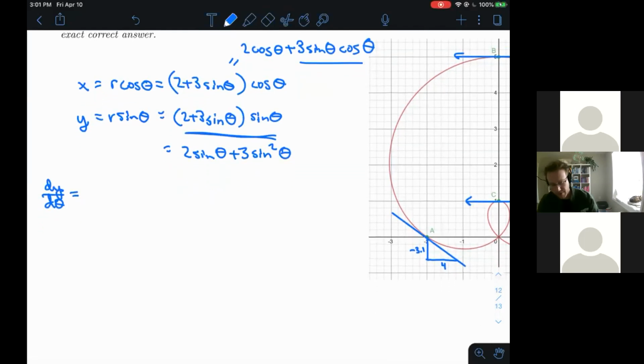All right, taking the derivative of y with respect to theta. So I'm looking here right now. Derivative of sine is going to be cosine. Derivative of sine squared. Well, the 2 needs to come down, so 2 times 3 is going to be 6. Reduce my power by 1, then multiply by the derivative of the inside, and the derivative of sine is cosine.